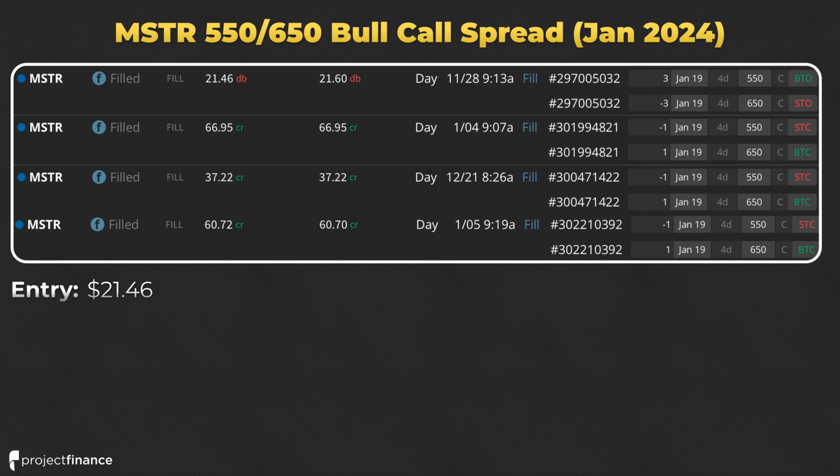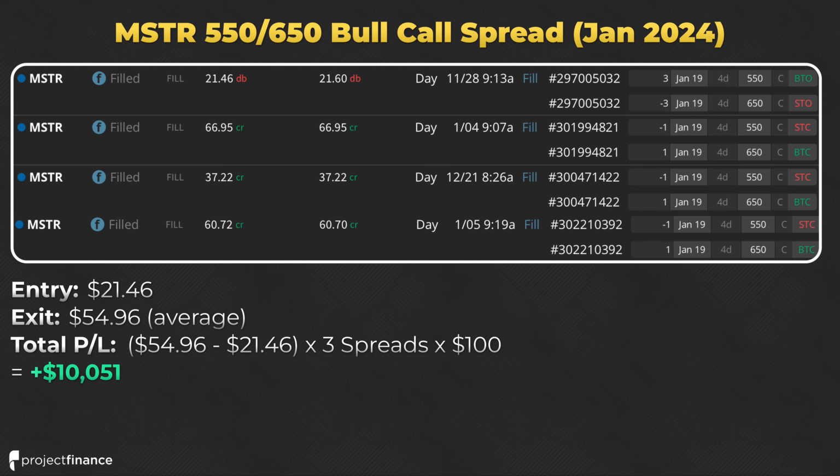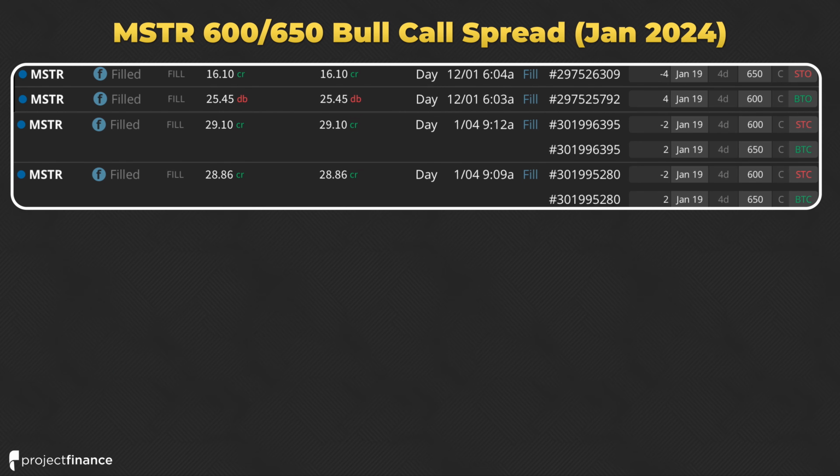So if we take each of these exit prices and average them out, we get an average exit price of $54.96. And that means my total P&L on these 3 spreads is a positive $10,051. And finally, I also had some 600 650 call spreads expiring in January 2024, and I entered these spreads on December 1st. I actually did it in two separate transactions, so we can't see the spread fill price here, but we can calculate it by taking the $25.45 that I paid for the 600 calls and subtracting the $16.10 credit that I received for the 650 calls. This gives me an entry price for these spreads of $9.35.